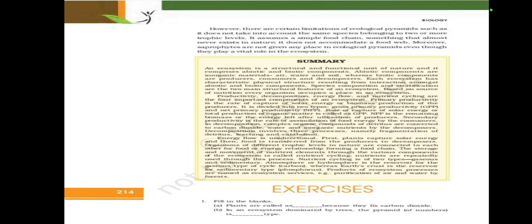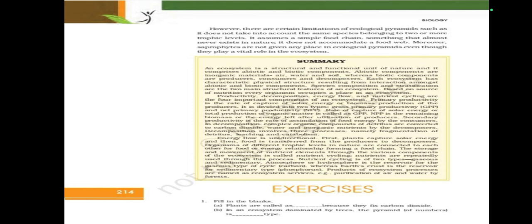In decomposition, complex organic compounds of detritus are converted to carbon dioxide, water, and inorganic nutrients by the decomposers. Decomposition involves three processes, namely fragmentation of detritus, leaching, and catabolism. Energy flow is unidirectional. First, plants capture solar energy, and then food is transferred from the producers to decomposers.